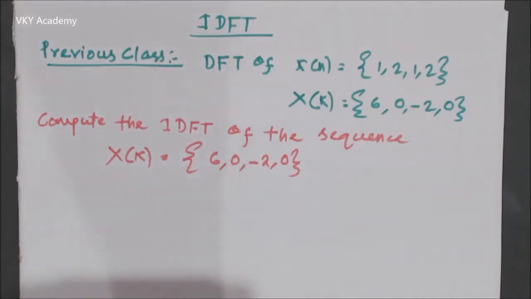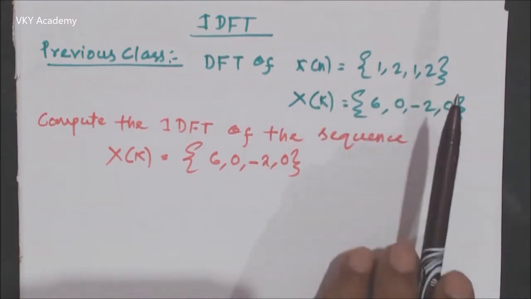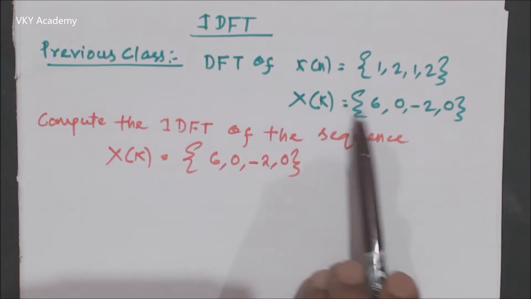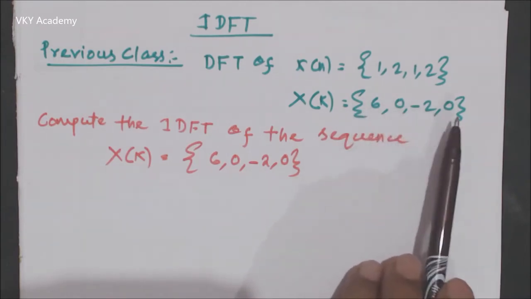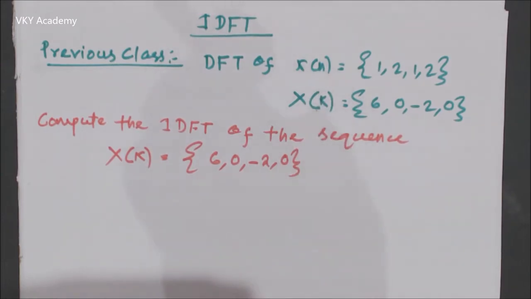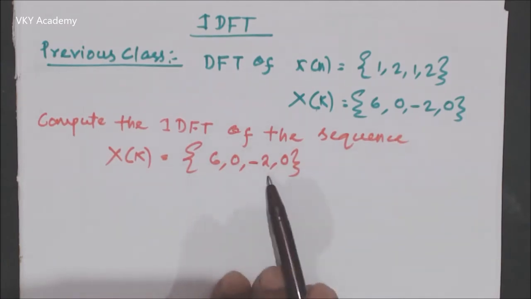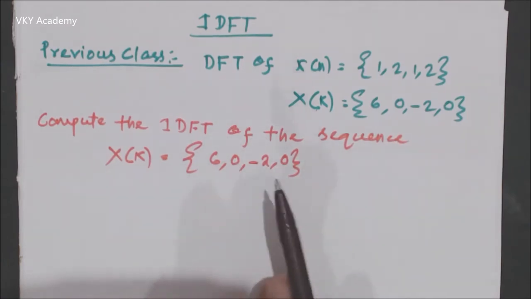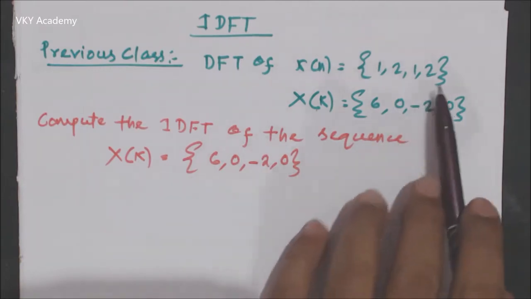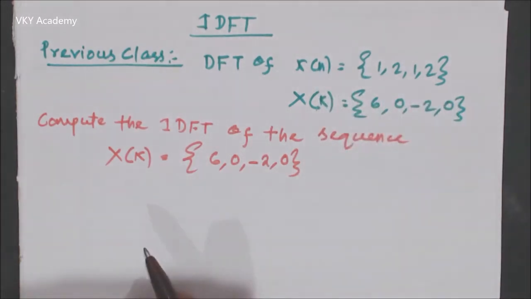In the previous lecture, we computed the DFT of the discrete time sequence x of n is equal to 1, 2, 1, 2, and we found the result that X of k is equal to 6, 0, minus 2, 0. So this was the DFT of the given discrete time sequence. In this lecture, we will compute the IDFT of the sequence X of k is equal to 6, 0, minus 2, 0, and we will verify whether we are getting the same discrete time sequence x of n is equal to 1, 2, 1, 2 or not.